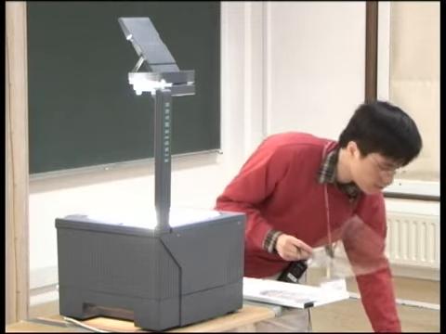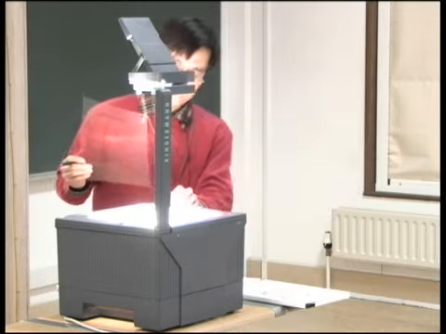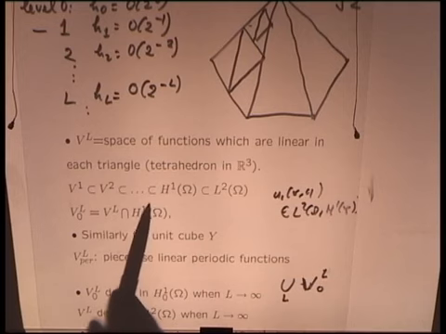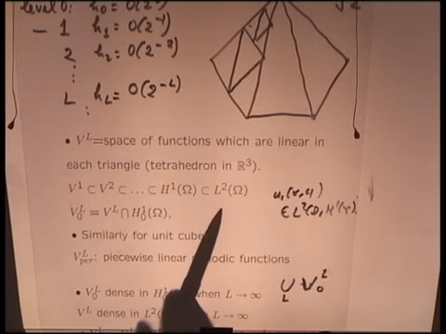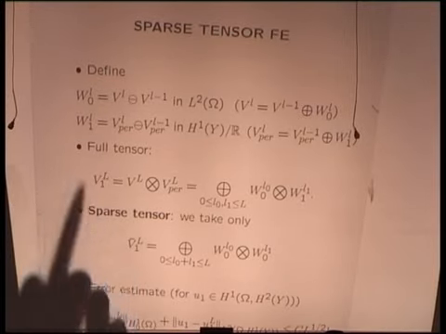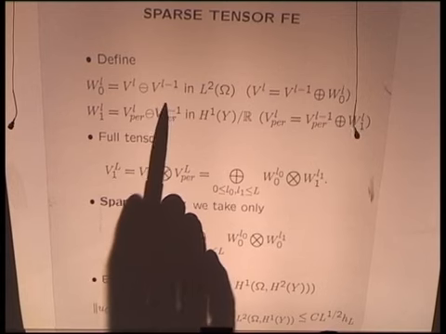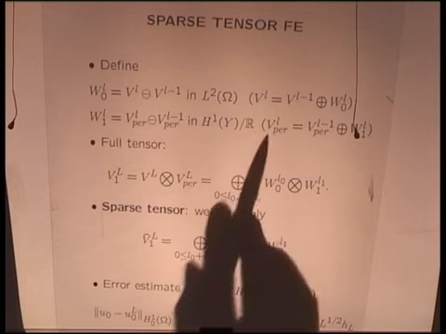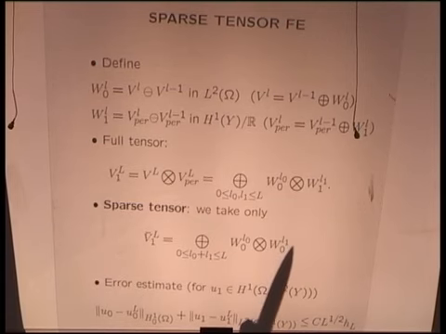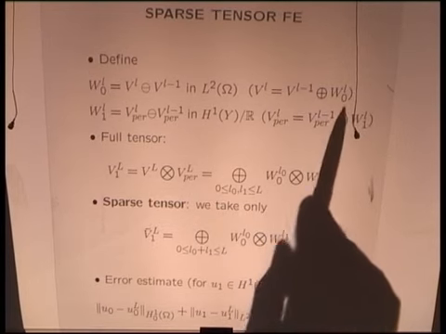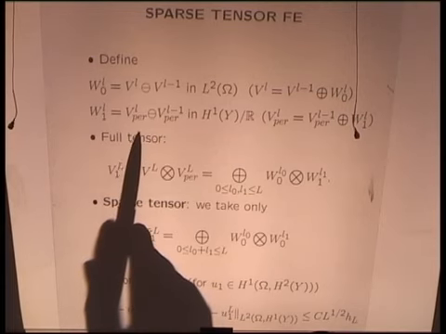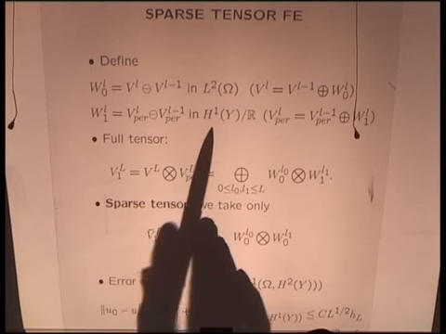Let me recall that we have a sequence. So V1 is inside V2, so on inside VL, and they are all inside H1 and inside L2. For each of them, for each VL, we define W0L as VL minus VL minus 1 in the L2 norm. So what it means is VL now is the direct sum of VL minus 1 and W0L, and we also do exactly that for VL periodic, and now we take the H1 norm.